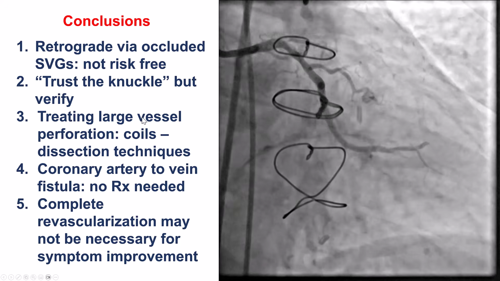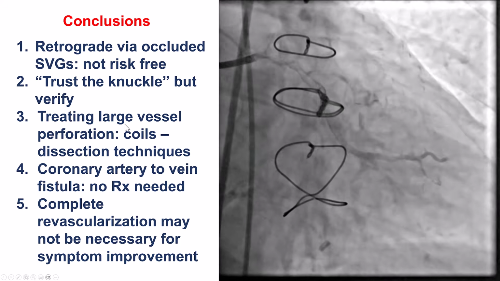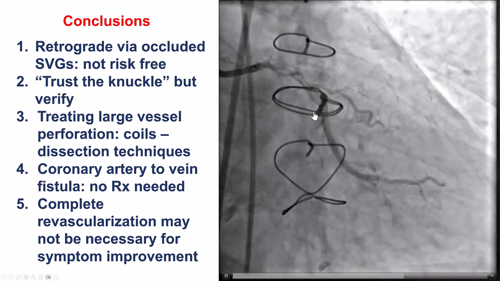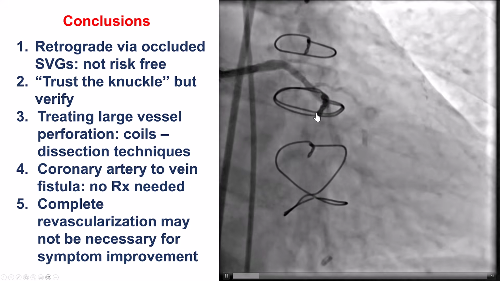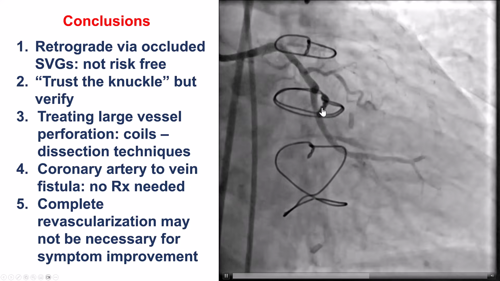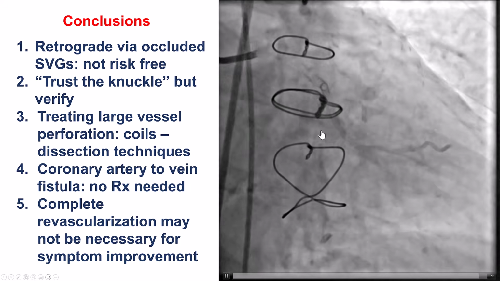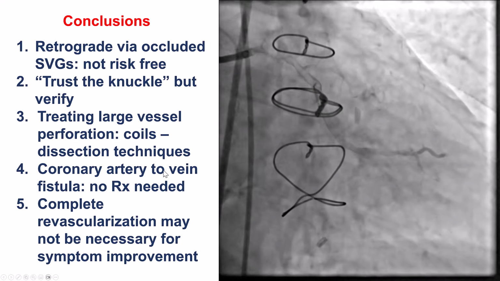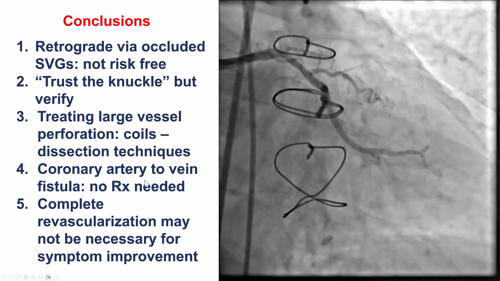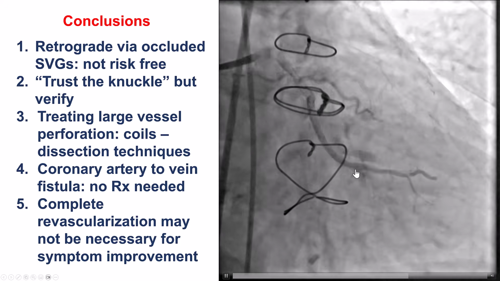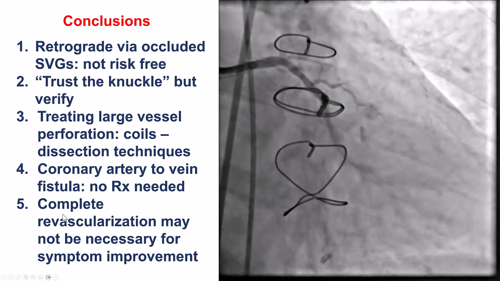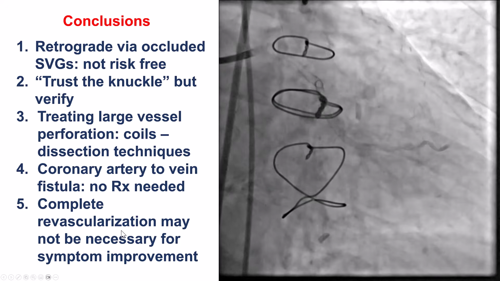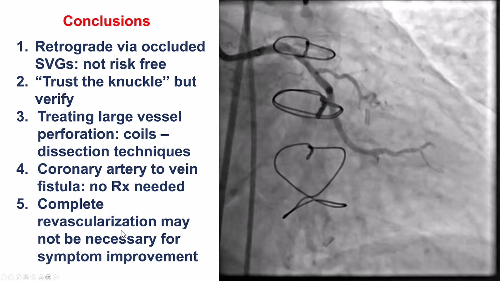How to treat large vessel perforations? If it's in an occluded vessel, like it was the vein graft with the OM, one can just place coils and occlude the vessel. In the one we had in the mid-circumflex, we had a dissection technique, so putting a stent there moved the dissection flap and successfully sealed the perforation. If one creates a fistula between a coronary artery and a coronary vein, then often no treatment is required, and that was the case in our patient. And finally, even though we strive for complete revascularization, sometimes partial revascularization may be all that is needed for the patient to get significant symptomatic relief.